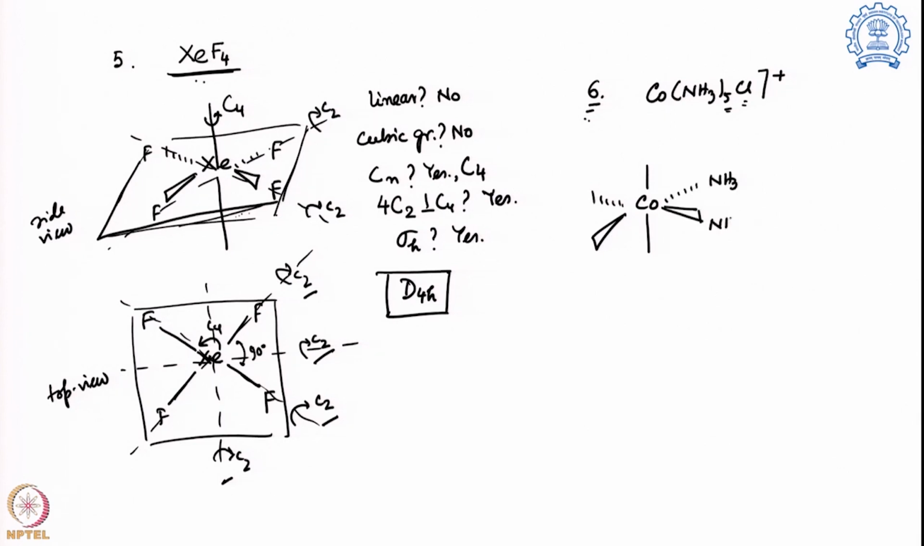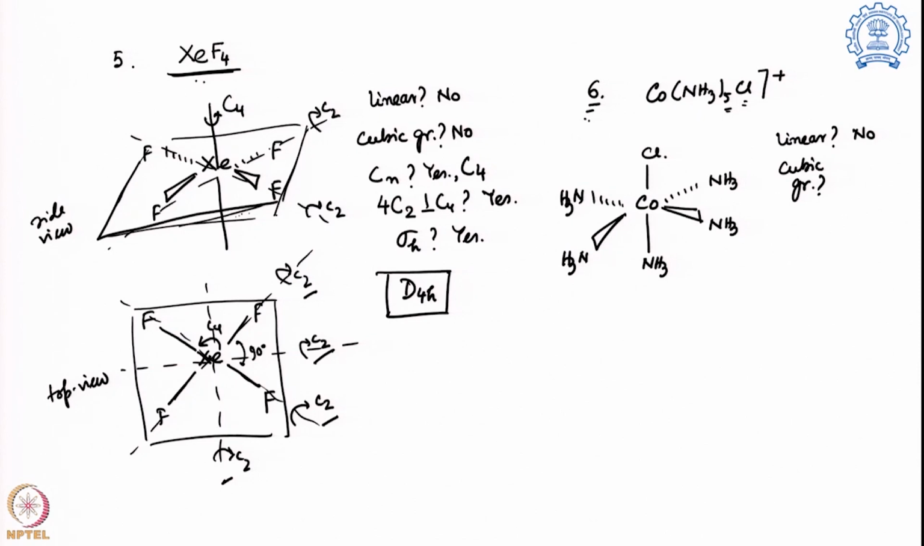So, now I am putting ammonias over here all around the place, and 1 chlorine over there. And over here you can see that this molecule is obviously not linear, but does it belong to a cubic group? Because this molecule is an octahedral structure. But over here you have to understand this: although it looks like octahedral coordination geometry, the symmetry is not octahedral.